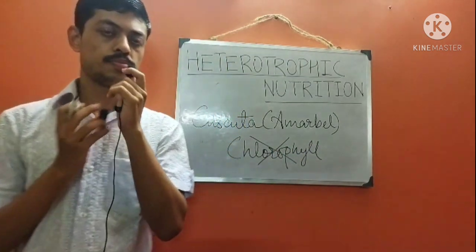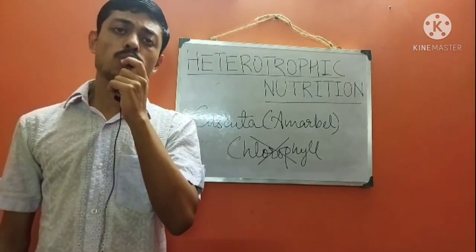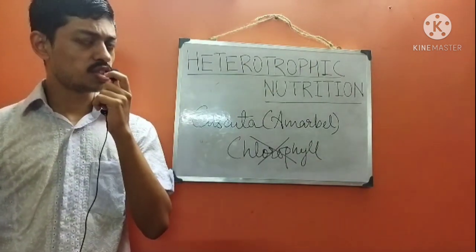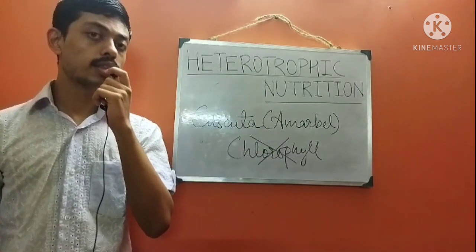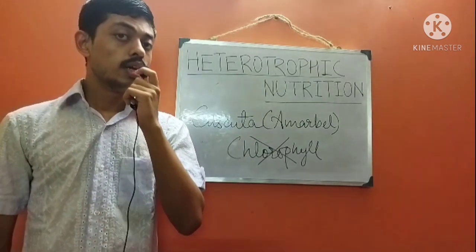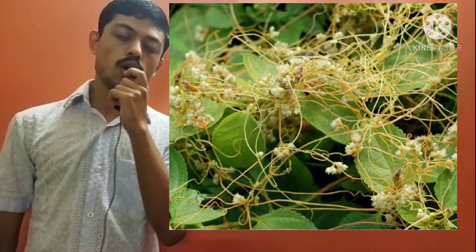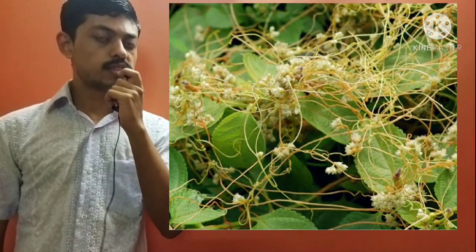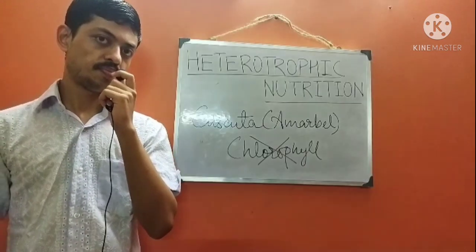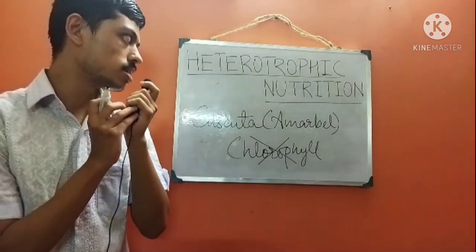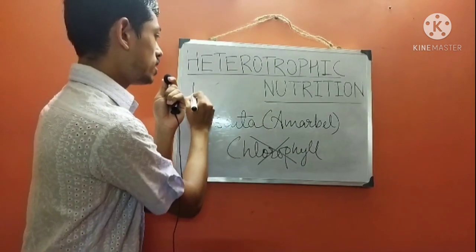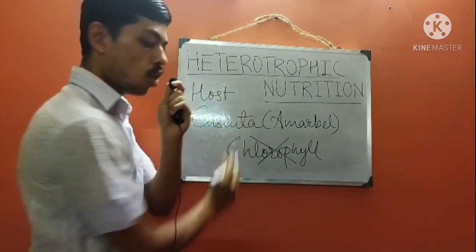Fine. Then, how do these plants derive their nutrition? This plant derives its nutrition from another plant. How? The cuscuta plant climbs on another plant and derives its nutrients. The plant on which it climbs is the host. What is that? It is the host.